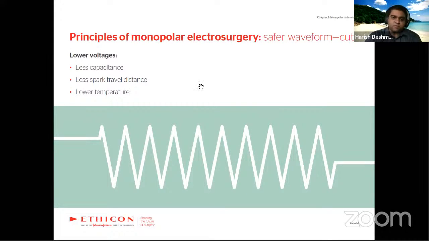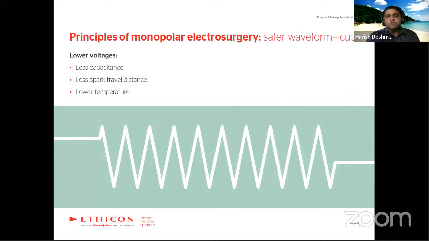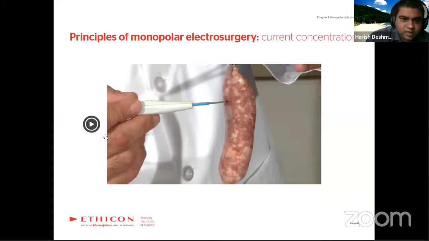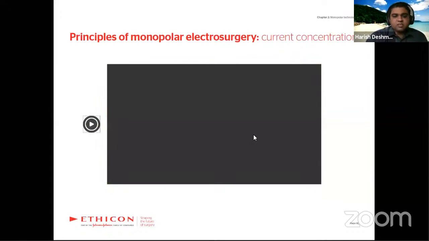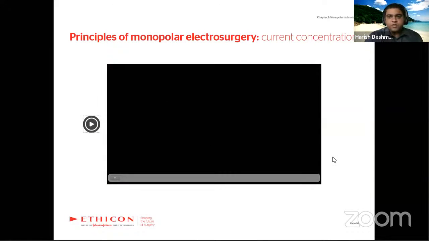Even the videos which we saw show very clearly that the cut waveform is safer when you are using it as an electrosurgical unit. It has less spark travel and lower temperature, but it is good to use because it is a safer form. Tissue damage is proportional to the power applied to the area of contact. Current concentration is very important in surgery. So this is one thing which you can have a look at in the video.